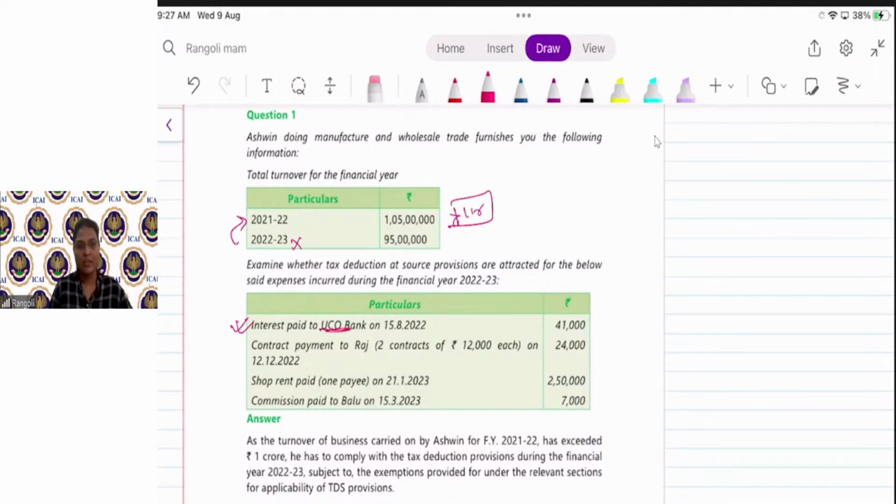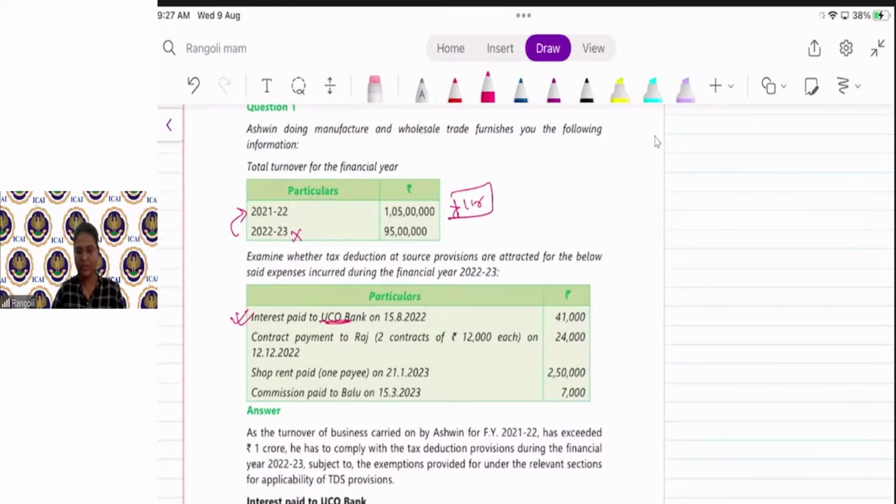Contract payment to Raj, 2 contracts of 12,000 each on 12/12/22. Chalo, in the second case, whether TDS is required to be deducted? No TDS is required to be deducted under section 194C. Why? Because the payment is made for 2 contracts, but the value of a single bill is less than 30,000 and the aggregate is less than 1 lakh rupees.